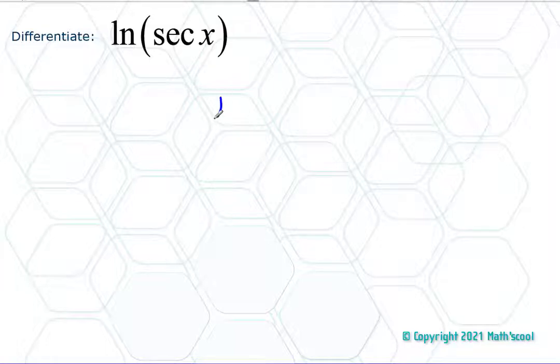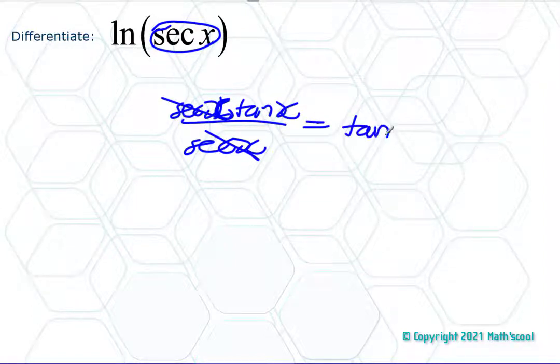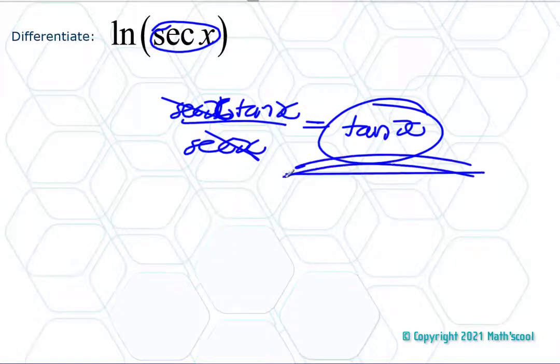Ln of sec of x, it gives you 1 over sec of x. Oh, but you have to multiply by the differential of the brackets. Now remember, we worked out the differential of sec x earlier on. It was sec x tan x. So we can put sec x tan x. Oh, the sec x's cancel out. So we just get tan x. Oh, that's a nice simple answer, isn't it? Wasn't expecting such a simple one.